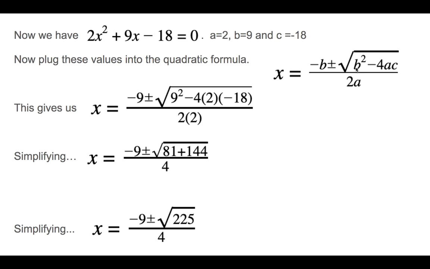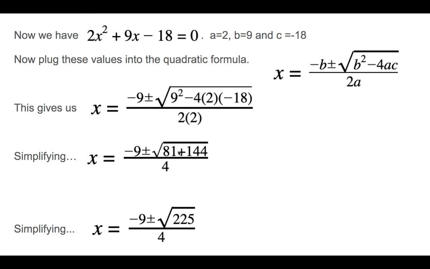Where there's a b squared, we are going to put in 9 squared. Then we have minus 4, so we actually write in minus 4, and then a, which is 2, and c, which is negative 18. And this is the part where people mess up the most with the sign, so just be careful of that. And then all over 2a, so 2 times the 2 here in the bottom.